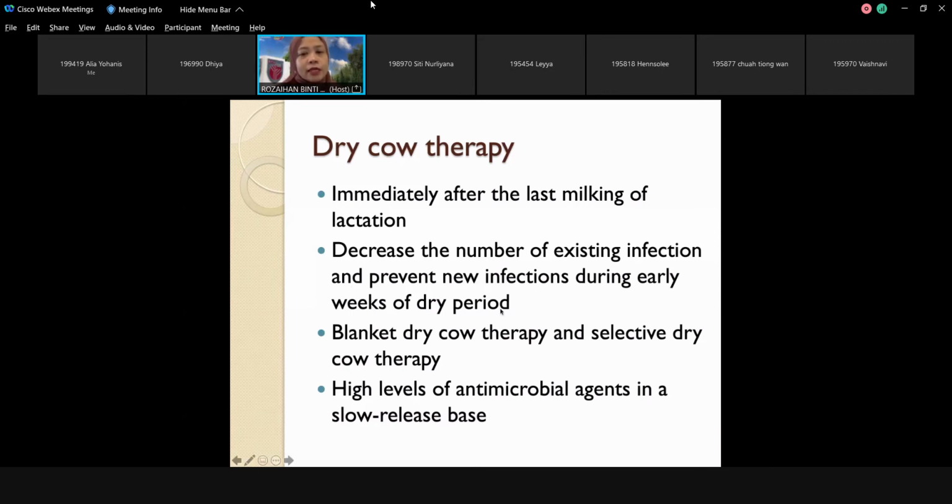It can be blanket dry cow therapy or selective dry cow therapy. Blanket means you give it on all 4 quarters. Selective means you can choose whichever quarter you think needs the dry cow therapy more. In dry cow therapy, the antibiotics have higher levels in a slow release base. Usually the intramammary antibiotics have 2 types: one is for the lactating cow and the second one is for the dry cow.